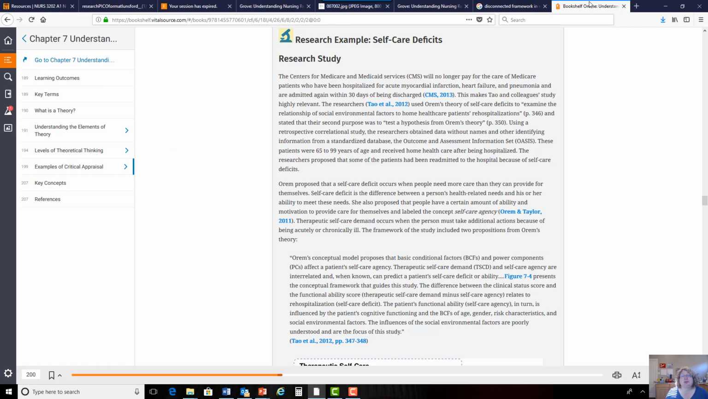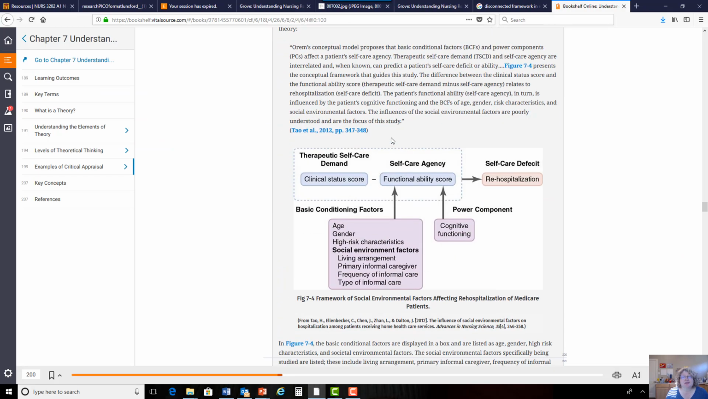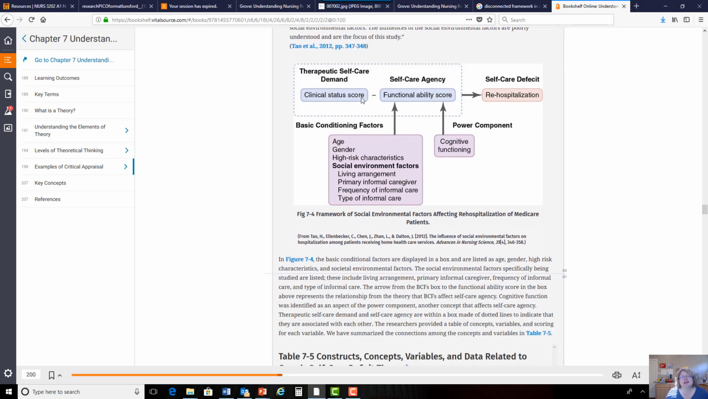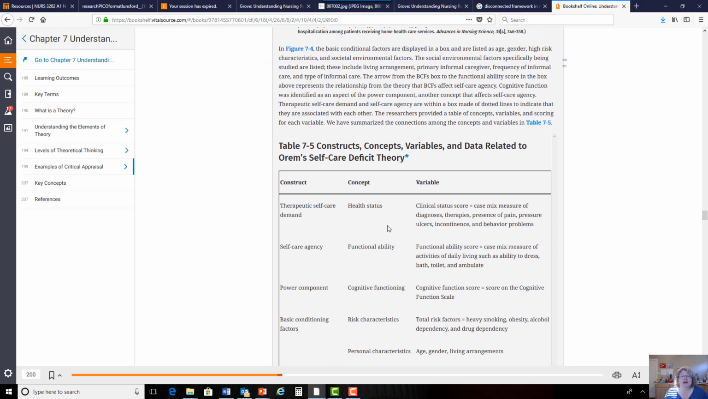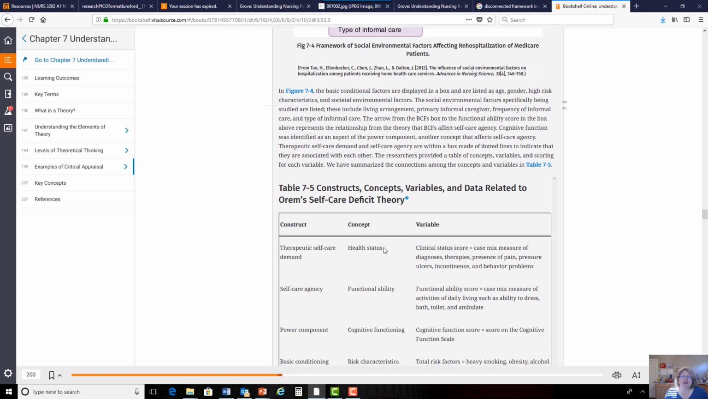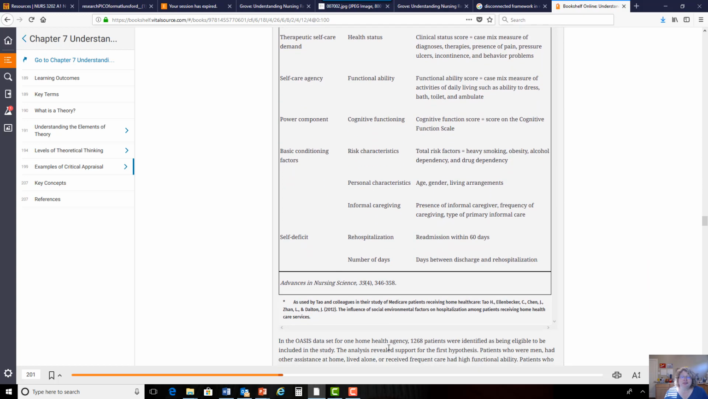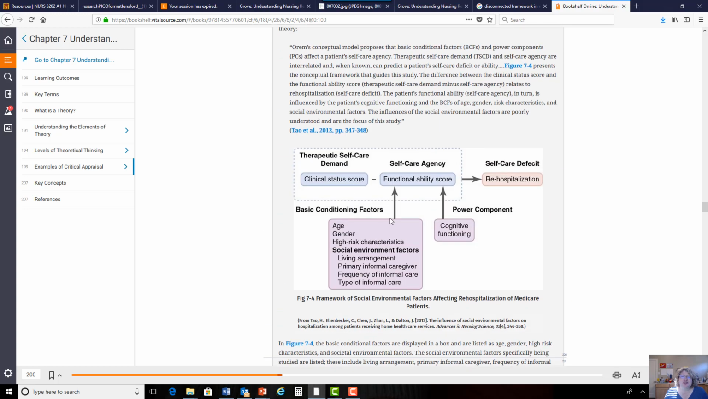If you look in your book, you have some critiques of research studies. And this is a model. So this is a framework of talking about social environmental factors affecting rehospitalization of Medicare patients. And you can see that they have several concepts there. And here you have concepts of health status, functionability, cognitive function, and so on. And so you want to be sure that you list those and then define those in your study.